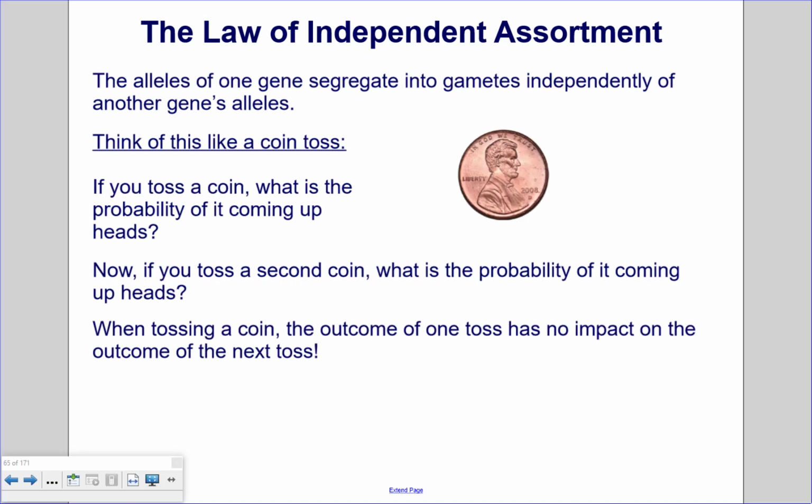The law of independent assortment. The alleles of one gene segregate into gametes independently of another gene's alleles. Think of this like a coin toss. If you toss a coin, what is the probability of it coming up on heads? Now if you toss a second coin, what is the probability of it coming up on heads as well? When tossing a coin, the outcome of one toss has no impact on the outcome of the next toss.